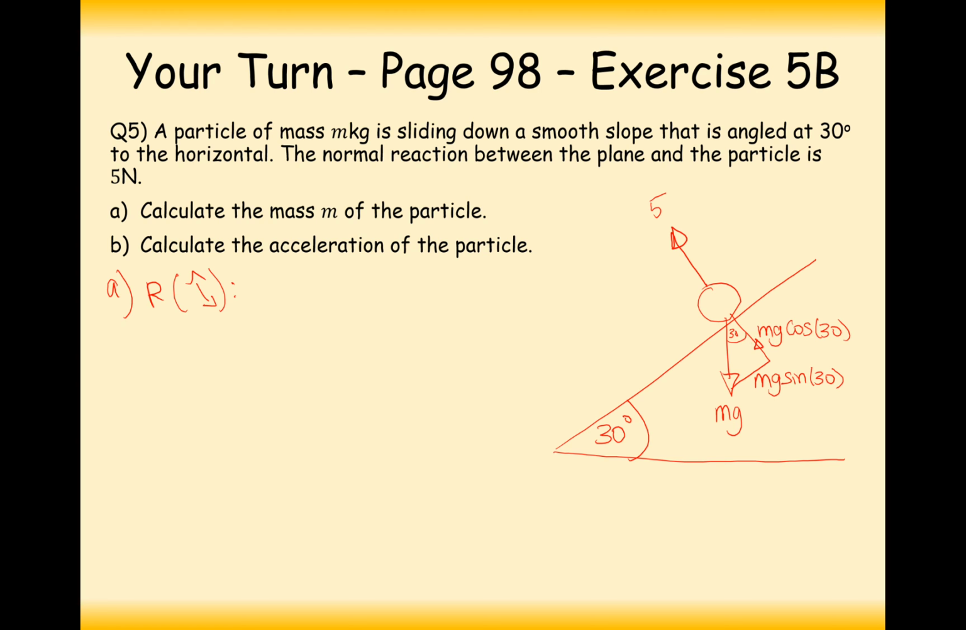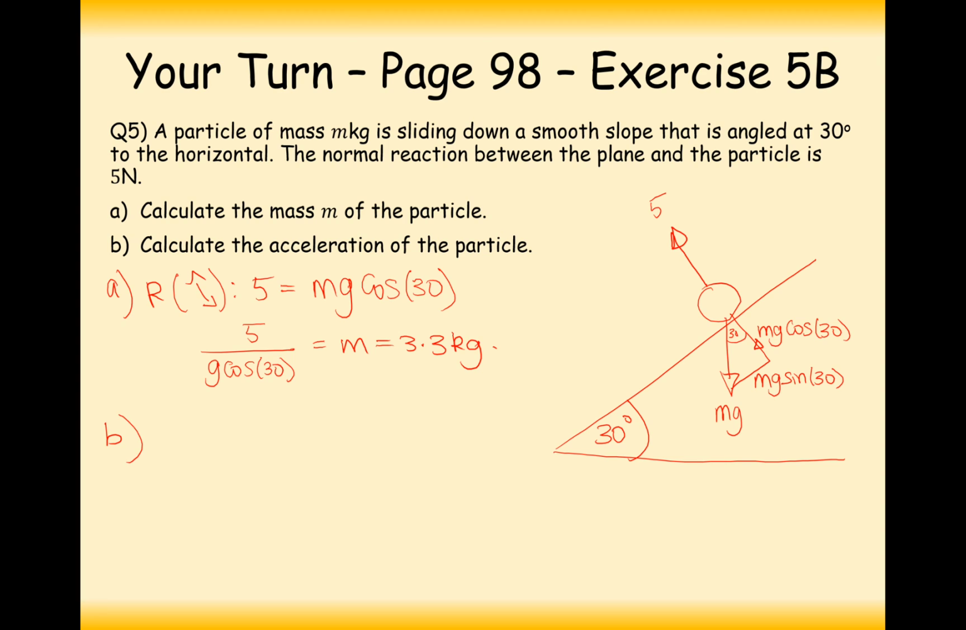I've got this mg cos 30 force acting downwards and the 5 newton force acting upwards. So these two are not going to be accelerating in that dimension, so the two forces must be cancelling each other out. So in this case here, I'm then going to just do 5 divided by g cos 30, and then I'll grab my calculator and type in 5 divided by 9.8 times cos 30, and I get an answer of 3.3 basically. So m is equal to 3.3 kilograms.